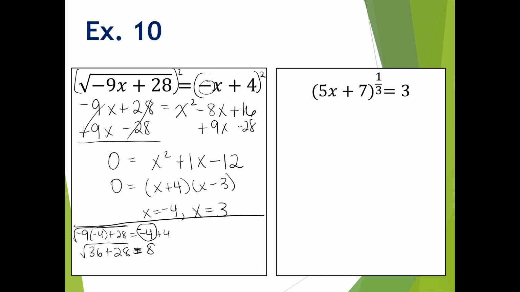36 plus 28 is 64. So does the square root of 64 equal 8? And it does. So negative 4 works.